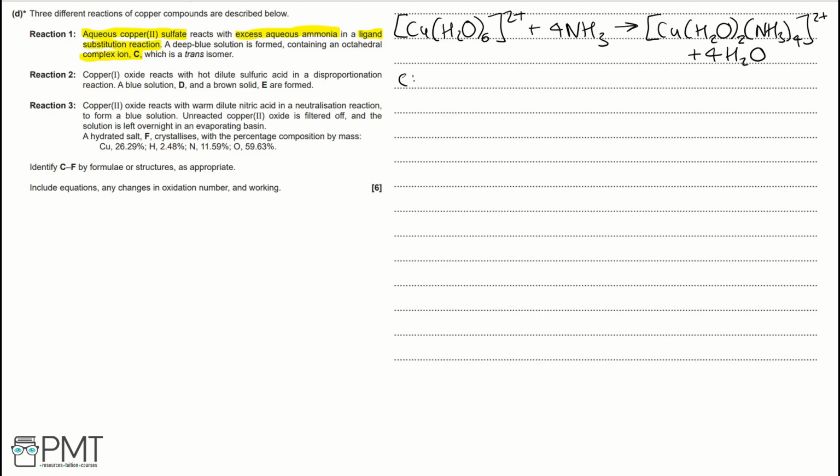So if we rewrite C, that is [Cu(H2O)2(NH3)4]2+. I've rewritten it just for clarity for the marker so that they fully understand that you know what you're talking about.